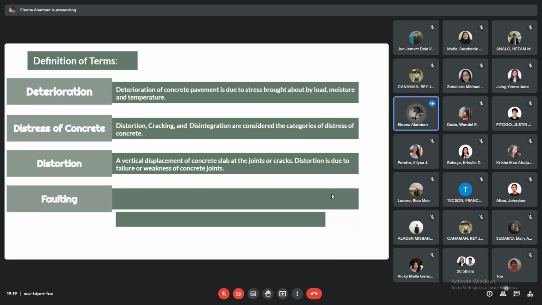Next, we have faulting. Faulting is the result of pumping, tremendous force or load that develops under pavement. And the causes of faulting are the loss of support and erosion of subbase. And faulting also results from a combination of factors such as inefficient load transfer joints, slab pumping, slab settlements, curling, warping, and inadequate base support.